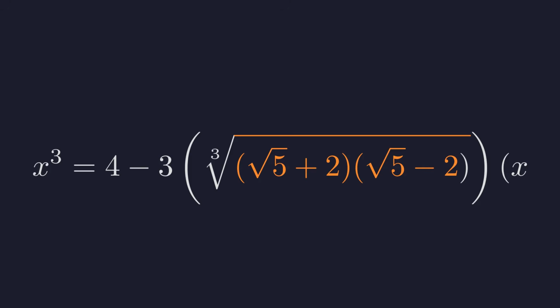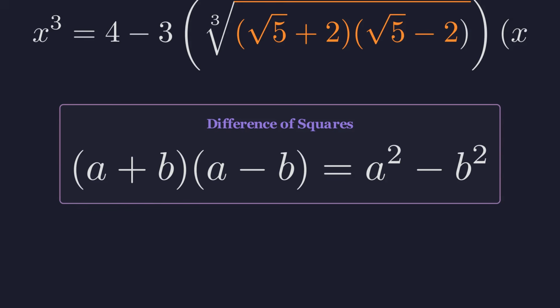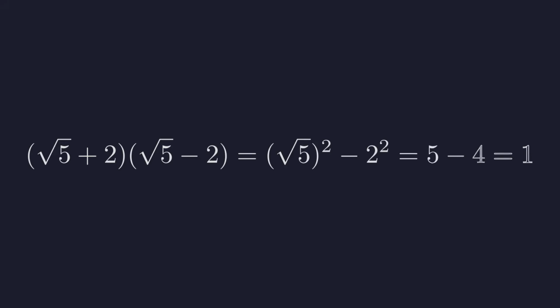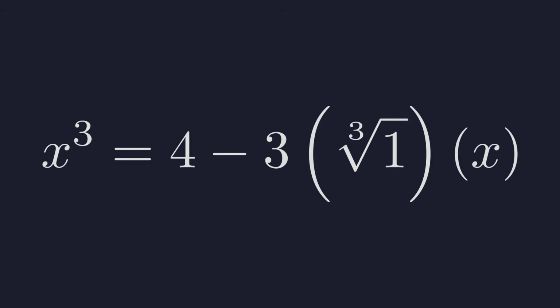Now, let us focus on the term inside the remaining cube root. This has the form of a difference of squares. The difference of squares formula states that a plus b times a minus b is equal to a squared minus b squared. Applying this, we get the square root of 5 squared, which is 5, minus 2 squared, which is 4. The result is 1. Substituting this back into our main equation, the entire messy expression simplifies to the cube root of 1. And of course, the cube root of 1 is just 1.